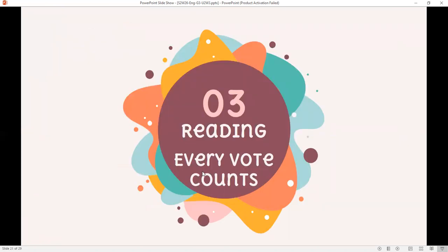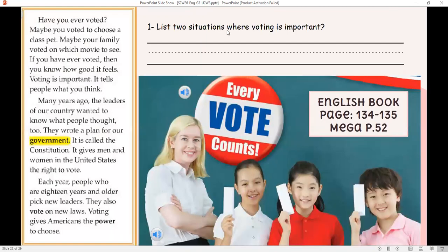Let's move on to our reading lesson. Every Vote Counts. This is the beginning. You can find it in the English book, Reading Writing, pages 134 and 135. And the questions are in the Mega Pack, page 52. Let's start reading.